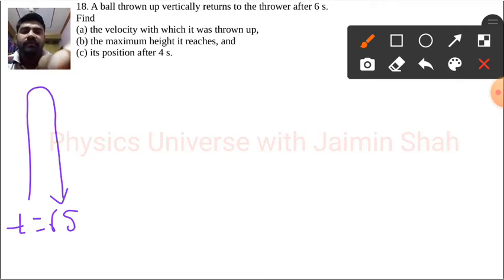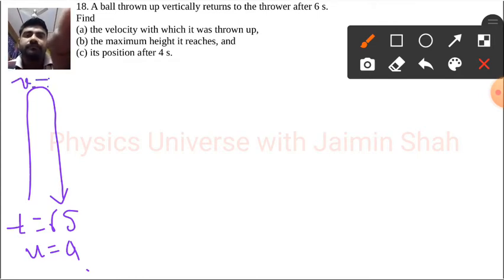U means initial velocity, because by that velocity we are throwing, that we need to find, right? We know that at maximum height v will be 0, so v is 0 here. Now, total time it takes is 6 seconds, so to reach the maximum height it will take 3 seconds.